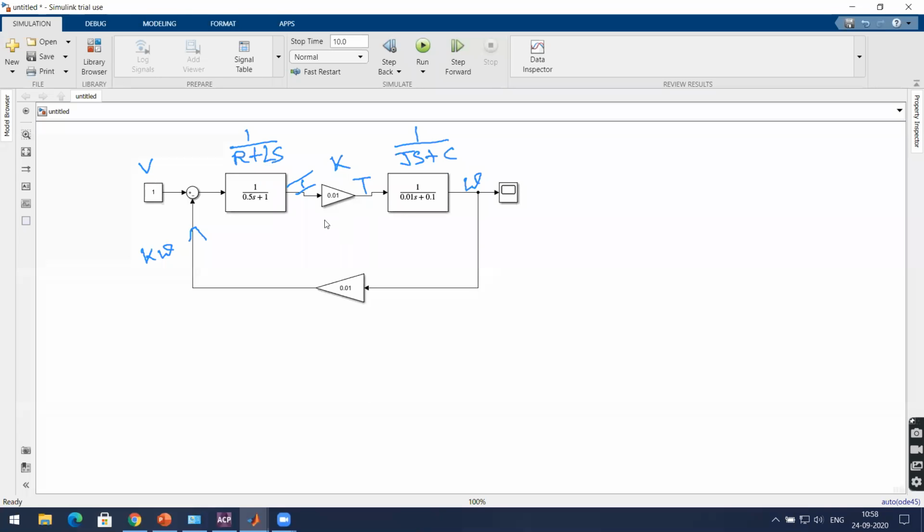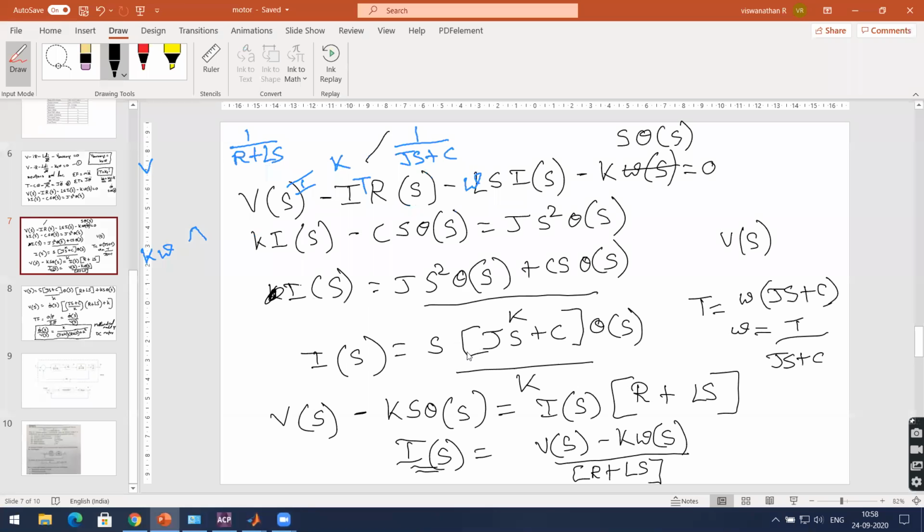So any questions in this? Any doubts? No, sir. Okay, so you need to understand the derivation properly, only then you'll be able to understand these things.